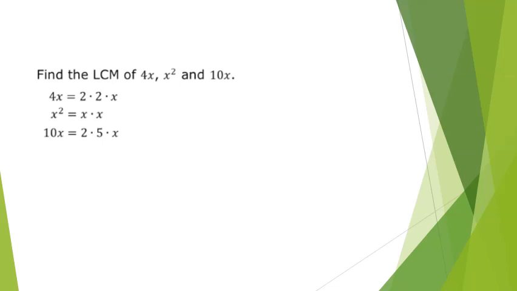Well, 4 factored out is 2 times 2. You can't really factor x out, it's just x. X squared factored out is x times x, and 10x is 2 times 5 equals 10, and then we're left with the x. Okay, so that's the first part of finding the least common multiple. We're going to go to the second part now.